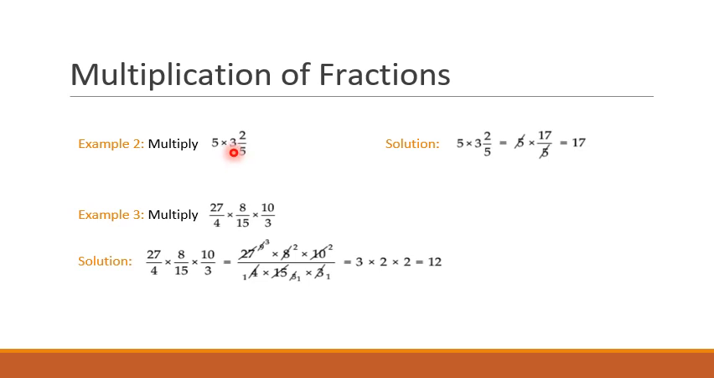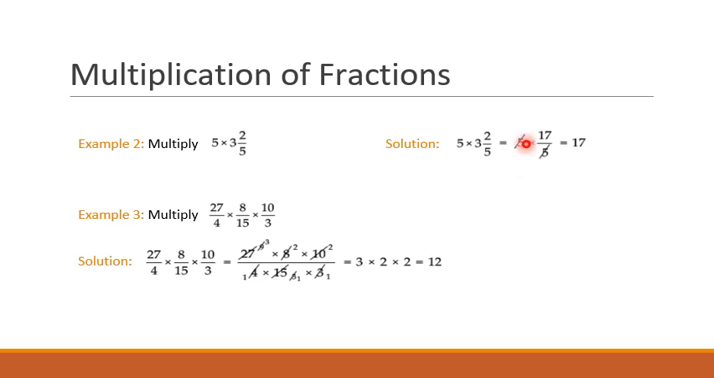So for 3 2 by 5, to convert it into an improper fraction, I multiply 3 by 5 and add 2 to it. So 3 fives are 15 plus 2, that is 17 by 5. So here I have converted this mixed fraction 3 2 by 5 into an improper fraction, that is 17 by 5. Now 5 is a whole number, so it can be written simply as 5 upon 1. Here I have not mentioned it, but you can write it as 5 upon 1.